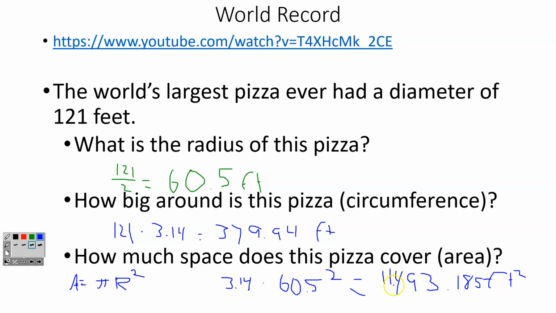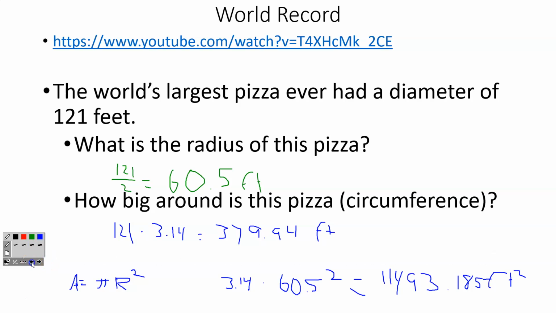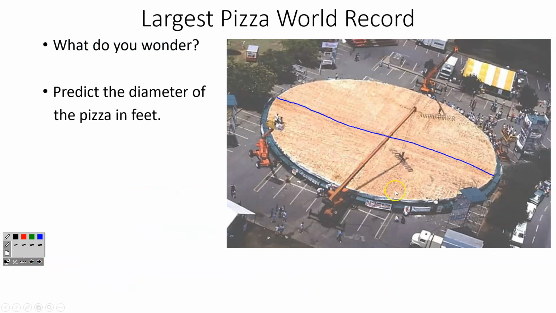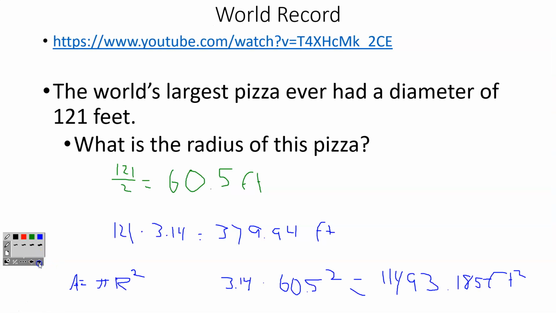So what that means is that this pizza covers 11,493.185 square feet. That is a big pizza. That's the size of a parking lot. So this pizza right here, they did like in a parking lot of a store. So that's how big it was. That's a big pizza. That's a lot of pizza.